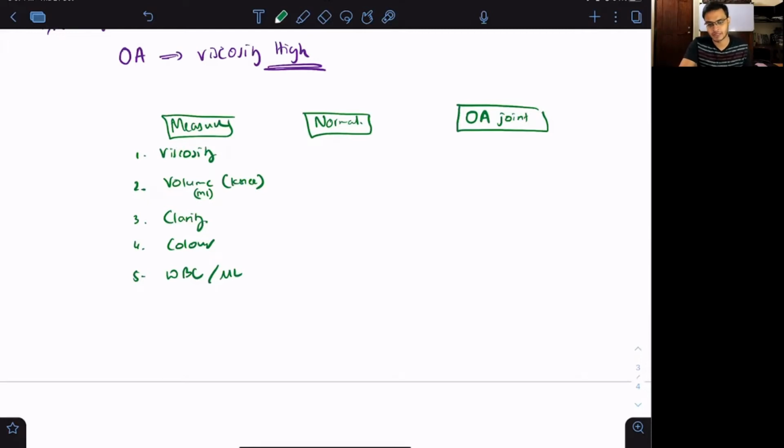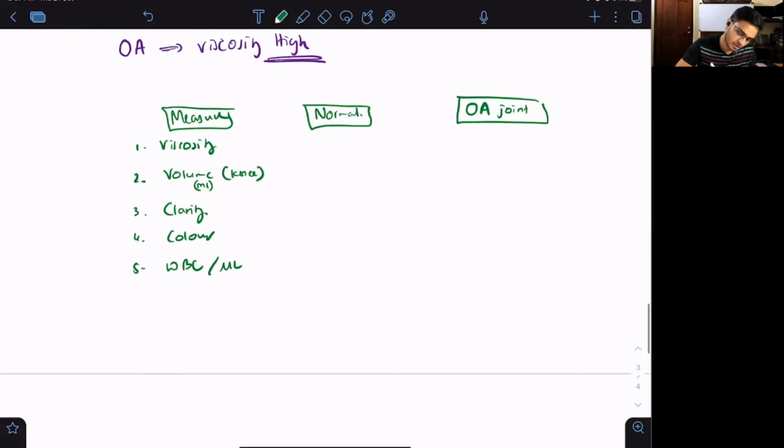Okay, WBCs per microliter. And then, we'll also mention if you culture these, what you will see. Now, in normal, viscosity is high. In an osteoarthritic joint, viscosity is also high. This is what we talked about. Volume, you all know in the knee joint, yesterday we also mentioned, it's usually about 1 to 4 milliliters. So in a normal joint, we usually say it is never going to exceed 3.5 ml.